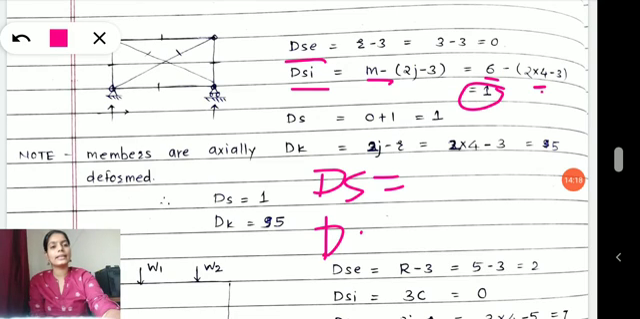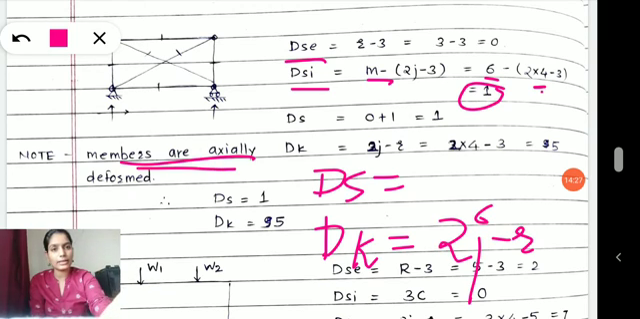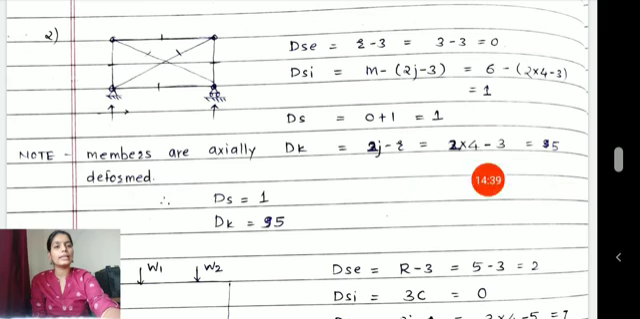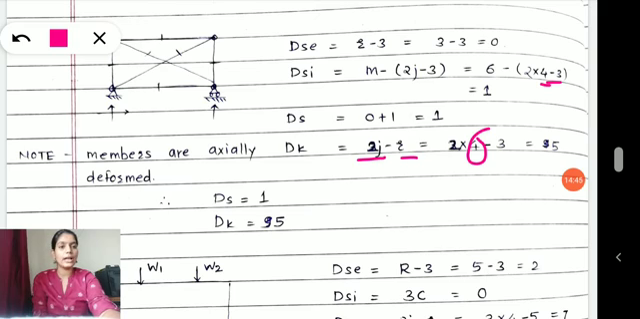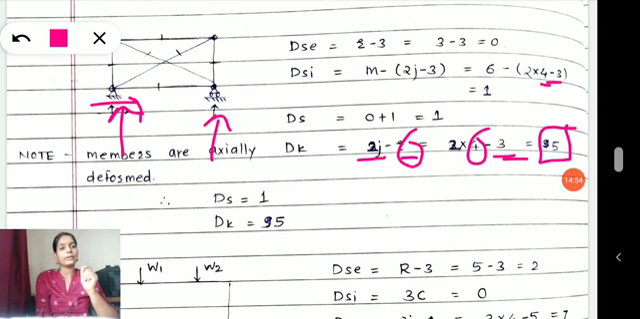Now what is dk? dk will be kinematic indeterminacy. How will we calculate it for trusses? That will be 2j minus r, taking the members as axially deformable. If they are not, you should take the members as rigid and the formula will change. Now put the values into j and r. j will be 4 as we already used, and r is 3, the reactions 1, 2 and 3. Put the values and you will get dk equals 5.